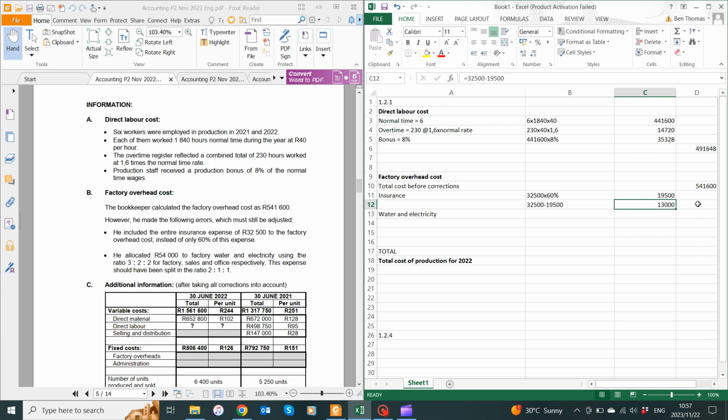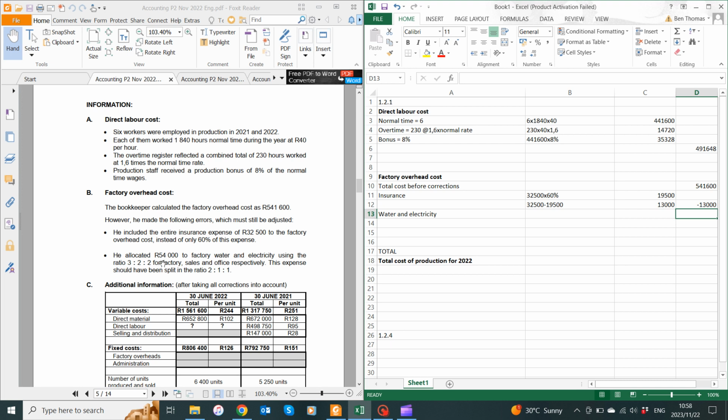$13,000. So what does it mean, guys? It means we must actually reduce the insurance cost by 13,000, which means this total cost must also be reduced. So if I put here minus 13,000, or even in brackets, it will still work. All right. And then water and electricity.